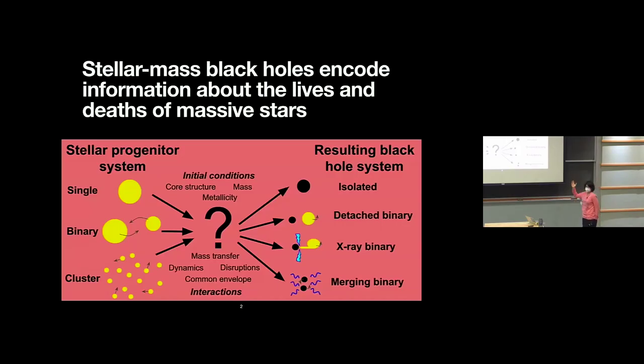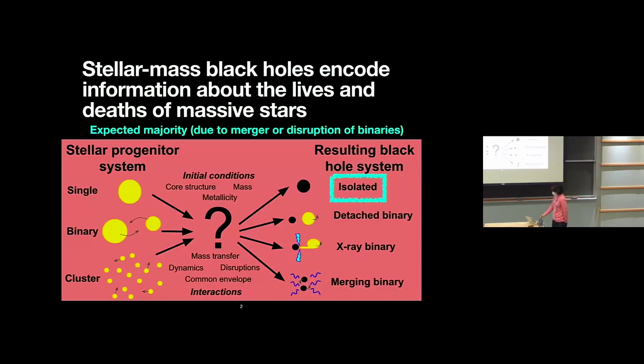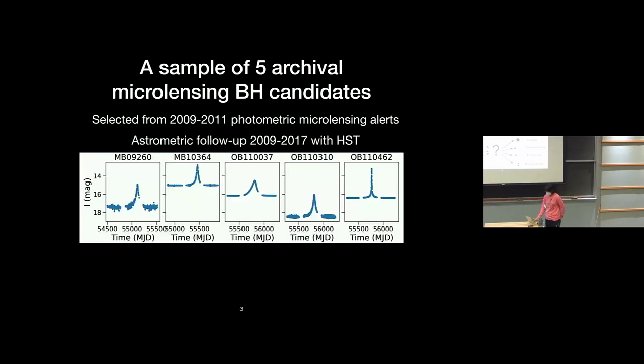What I'm going to focus on is the isolated systems, because, as was mentioned earlier, even though we think most of the progenitors are in binaries, we expect a lot of them to effectively become single black holes in the end, because either these binaries merge or they are very wide binaries and will be easily disrupted, either in the formation of the black hole or the neutron star. Okay, and so I'll talk about this one isolated stellar mass black hole we've detected.